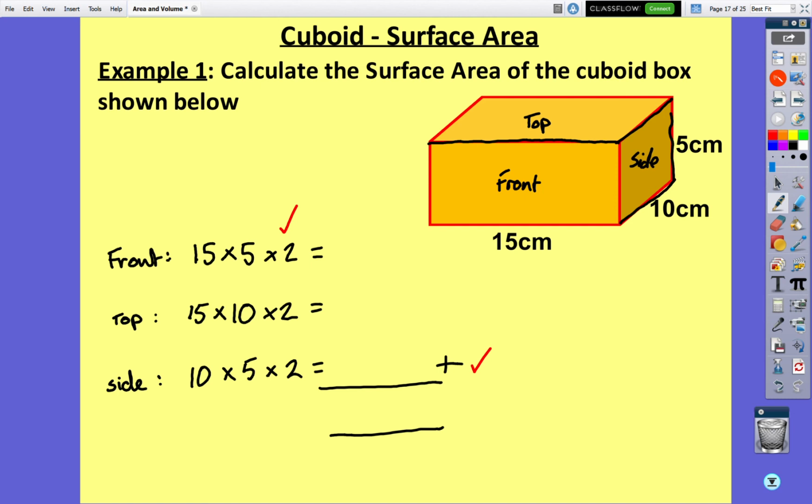15 times 5 times 2 is 150. 15 times 10 times 2 is 300. And then 10 times 5 times 2 is 100. So adding that up, you can do it in your head if you want, that's 400, so 550. 550, and then it's centimetres squared, because it's an area, a surface area of a 3D shape. So it's 2D within 3D if you like. Okay.